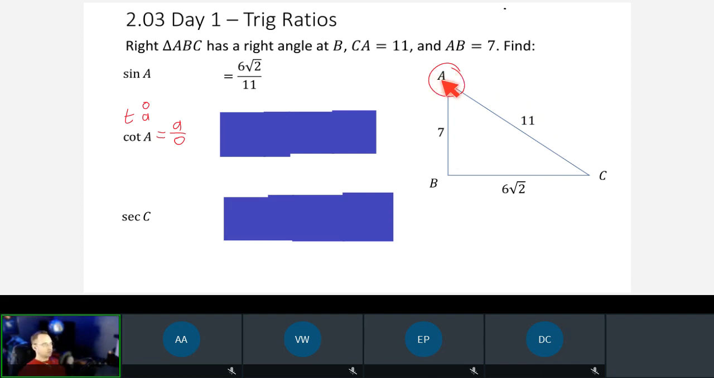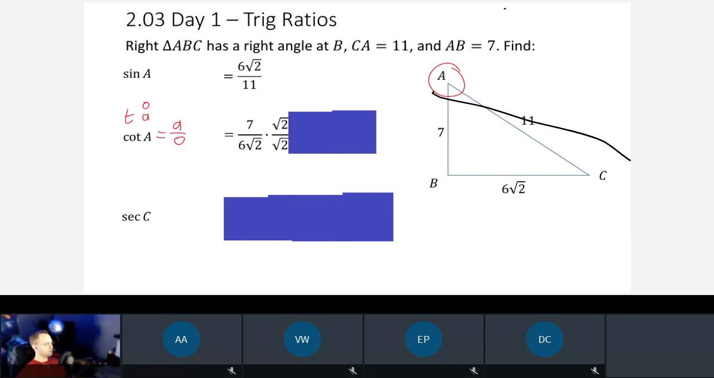All right, so we're still at angle A. So what side is adjacent to that angle? Yep, 7. And then opposite, we can clearly see that one. And then what do we got to do? Rationalize. Yep. So multiply top and bottom by what? By rad 2. Yep. All right. So doing that, we get 7 radical 2 on top, and we get 6 times 2 on the bottom, which gives us 12.